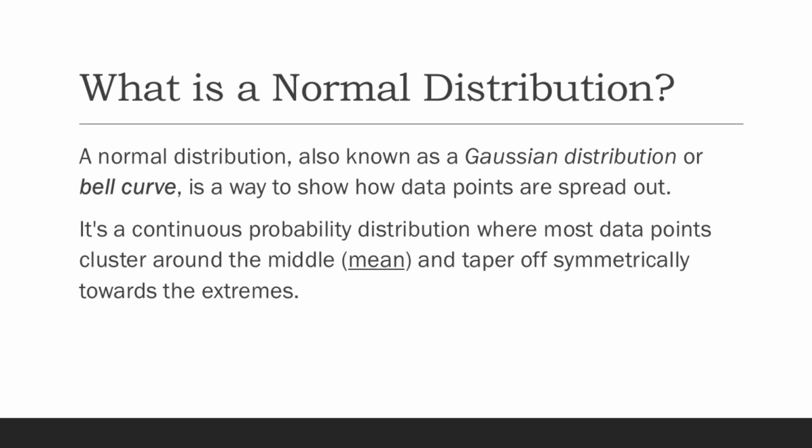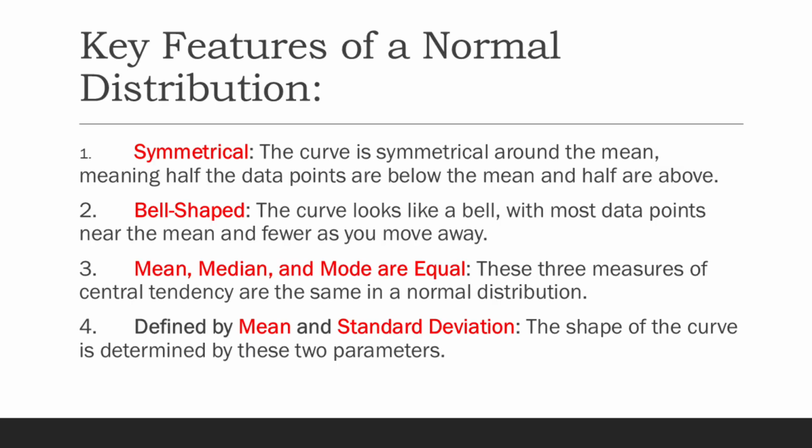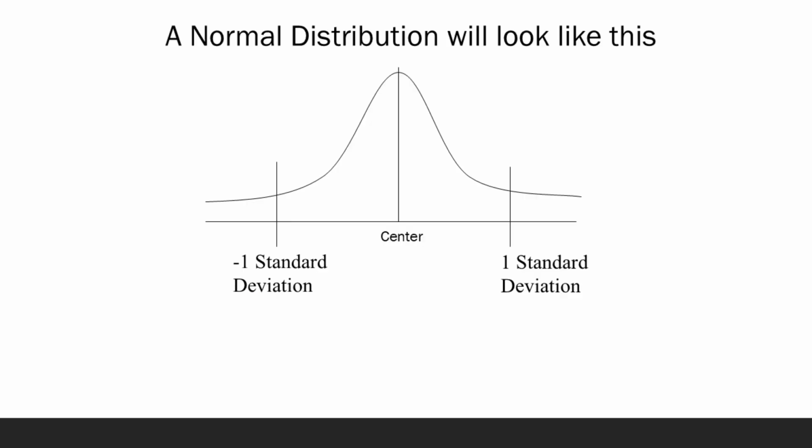So some of the key features are the following. The mean, the median, and the mode are all equal. Most values fall near the center. The further from the center, the less likely the value is. So in a normal distribution, 68% of the data falls within 1 standard deviation from the center.